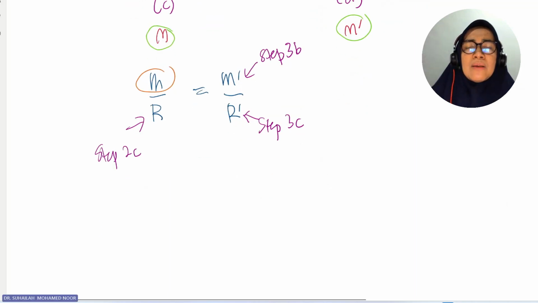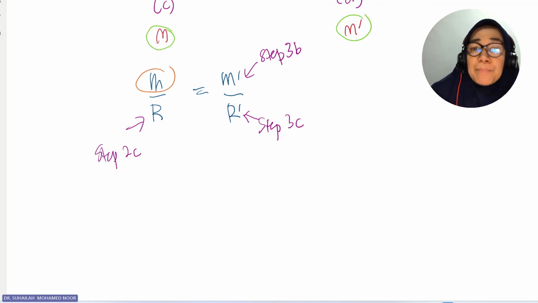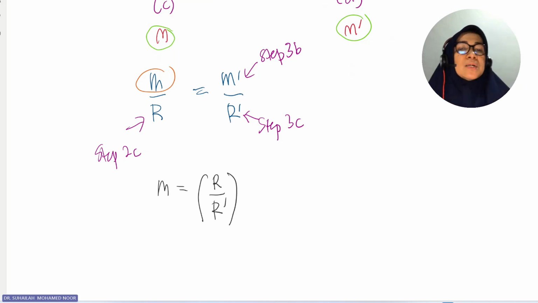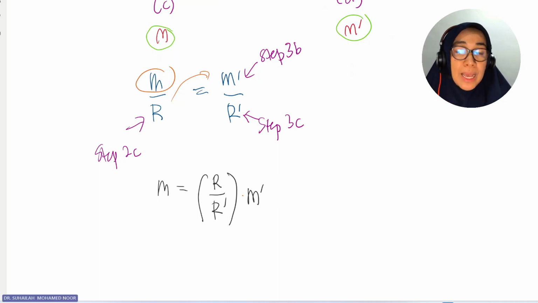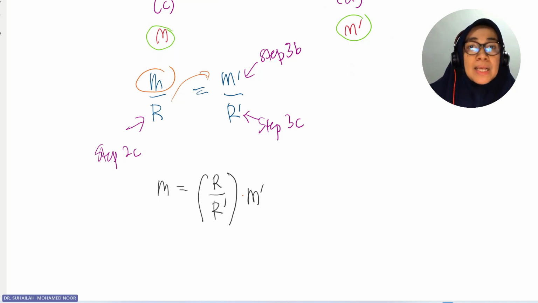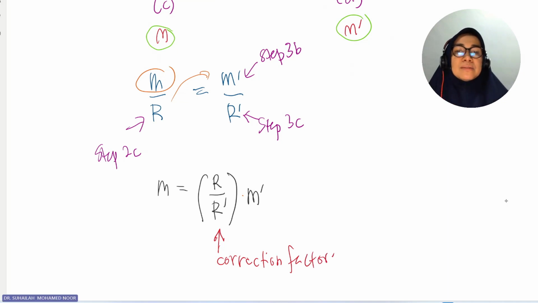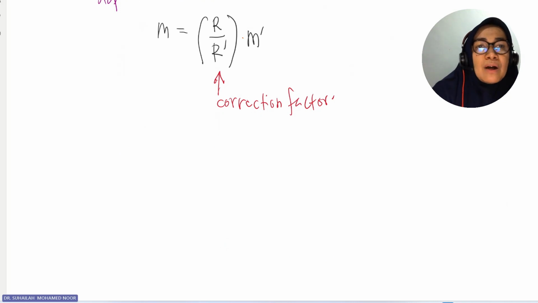Now, can we calculate M? When we rearrange this, we group R and R prime together. We bring this R to the other side. So M equals R divided by R prime times M prime. Because we bring the R to the other side and group R together, R over R prime is called the correction factor.